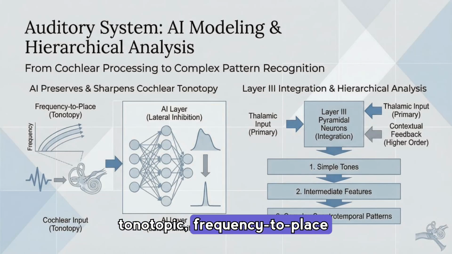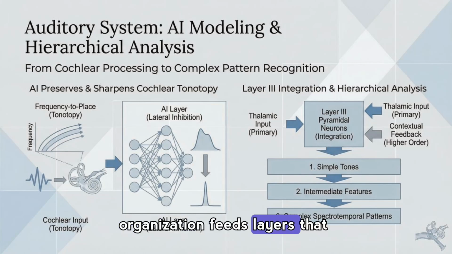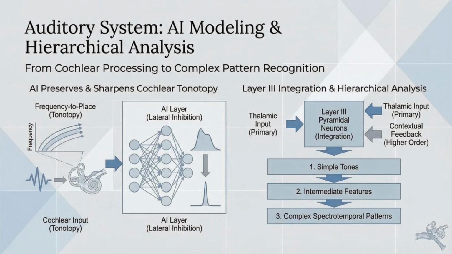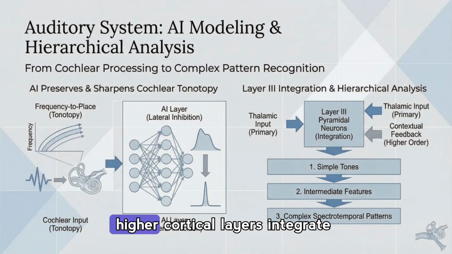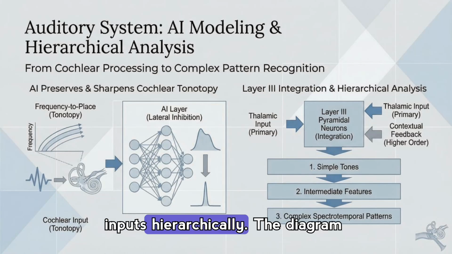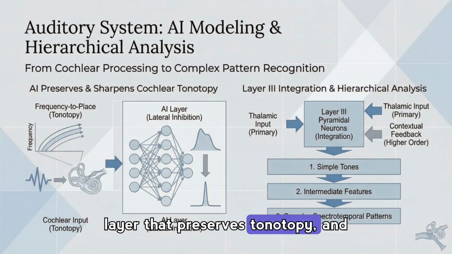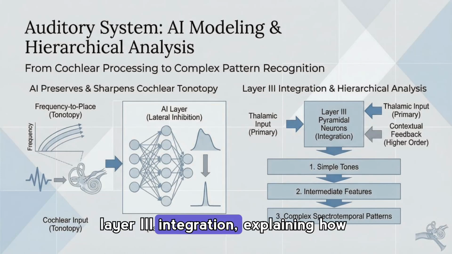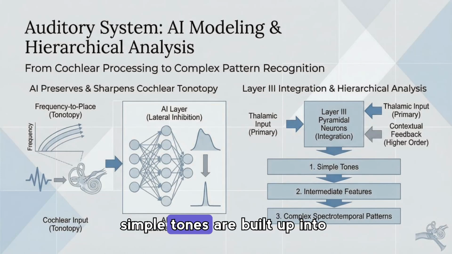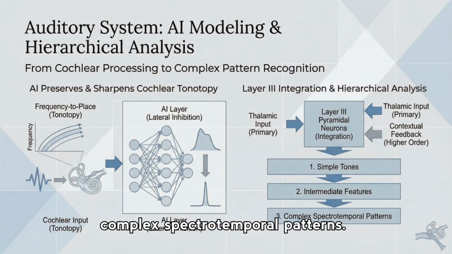Here we draw an analogy between cochlear processing and AI models. Tonotopic, frequency-to-place organization feeds layers that implement lateral inhibition to sharpen representations, while higher cortical layers integrate inputs hierarchically. The diagram contrasts cochlear input, an AI-style layer that preserves tonotopy, and layer 3 integration, explaining how simple tones are built up into intermediate features and then complex spectrotemporal patterns.